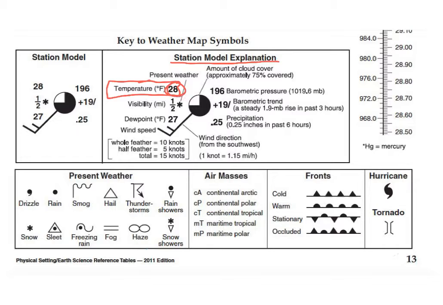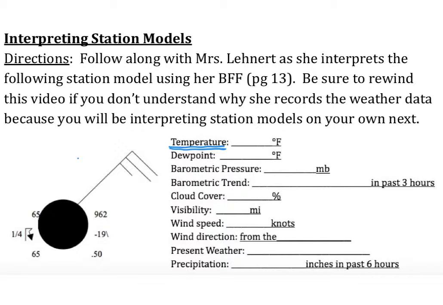So this number, which corresponds with this number here on my station model, is always going to be in the upper left corner of this circle. In the upper left-hand corner, that number is always going to be the temperature, and it is always represented in degrees Fahrenheit. So when I come back here to my station model, in the upper left-hand corner, I'm looking at that number, 65. So that is my temperature in degrees Fahrenheit.